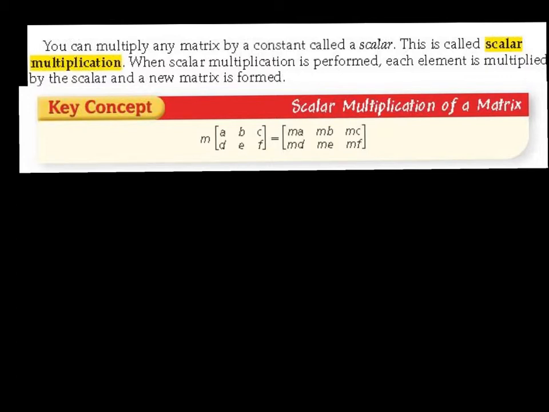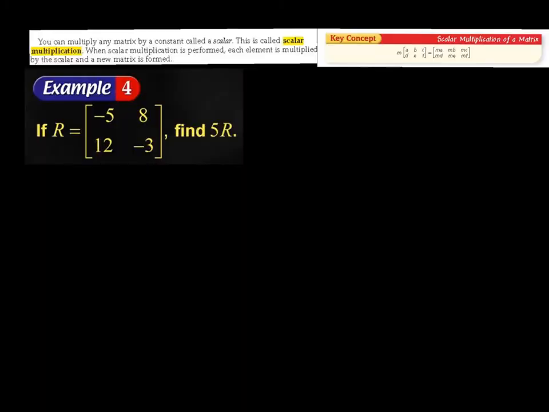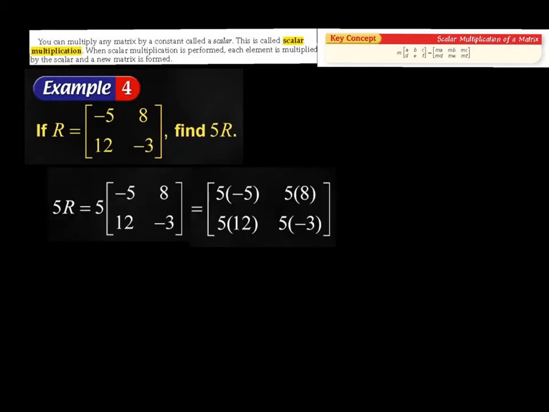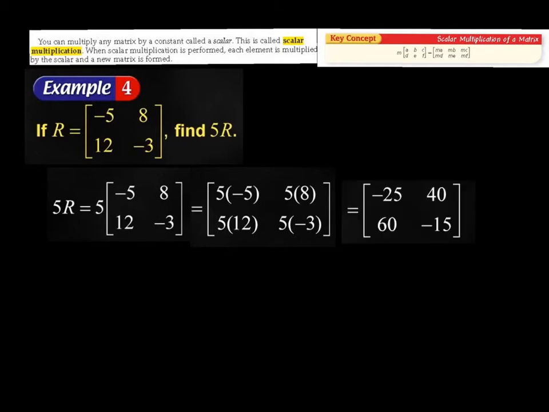It's nicer with numbers. If we're multiplying matrix R by 5, all we have to do is multiply each element by 5. So we take 5 times -5, 5 times 8, 5 times 12, and 5 times 3. So we end up with -25, 40, 60, and -15.